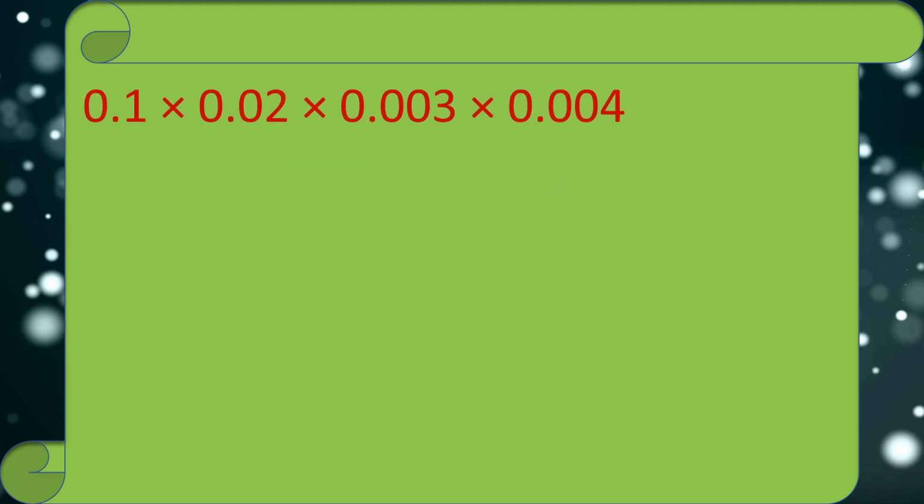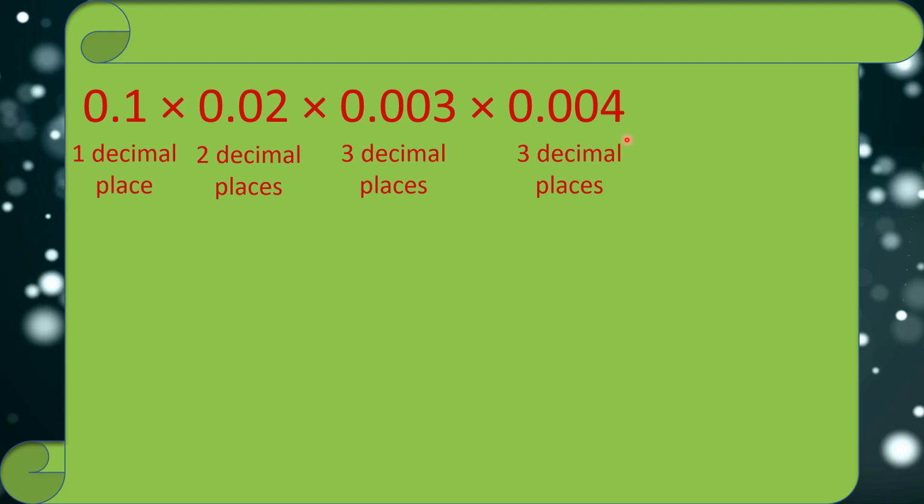Let us do one more question of this type. 0.1 multiply by 0.02 multiply by 0.003 multiply by 0.004. In this first decimal number 0.1, there is one decimal place. In 0.02, two decimal places. In 0.003, three decimal places, and in 0.004 again three decimal places. It means in our answer there should be 3 plus 3 plus 2 plus 1. 3 plus 3 6, 6 plus 2 8, 8 plus 1 9. 9 decimal places should be in our product.